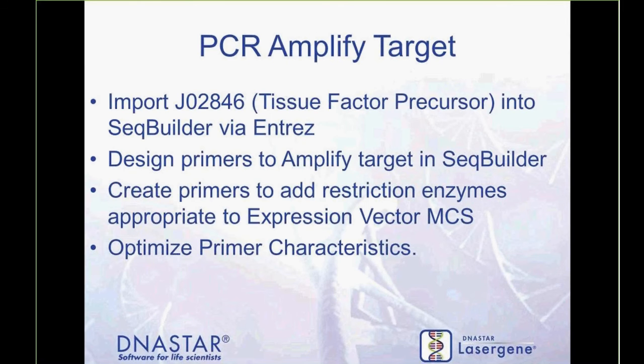So when we PCR amplify a target, essentially it starts with bringing that project in. So we're going to import that tissue factor precursor via Entrez. I'll also show you how to simply drag and drop into SeqBuilder as well. We're going to design primers to amplify that target in SeqBuilder. We're also going to design primers to add those SacI and XhoI enzymes at the 5' and 3' ends of that target to allow it to be cloned into that expression vector multiple cloning site. And then as part of this, we'll also optimize the primer characteristics, optimize hairpin formation, dimer formation, and so forth.